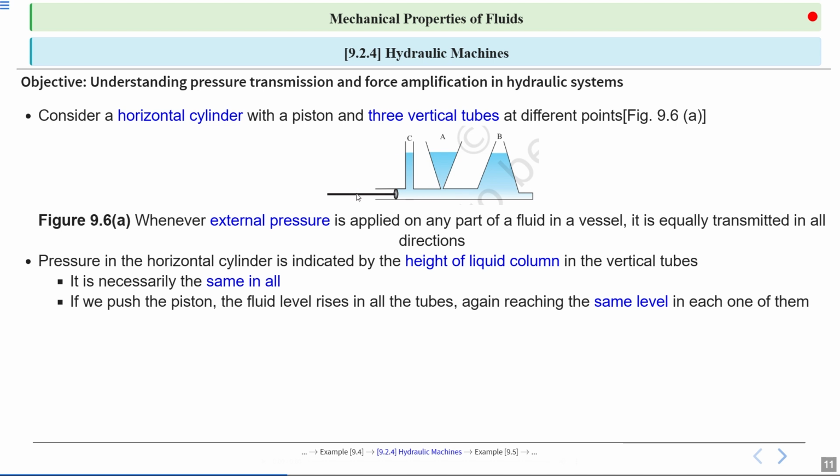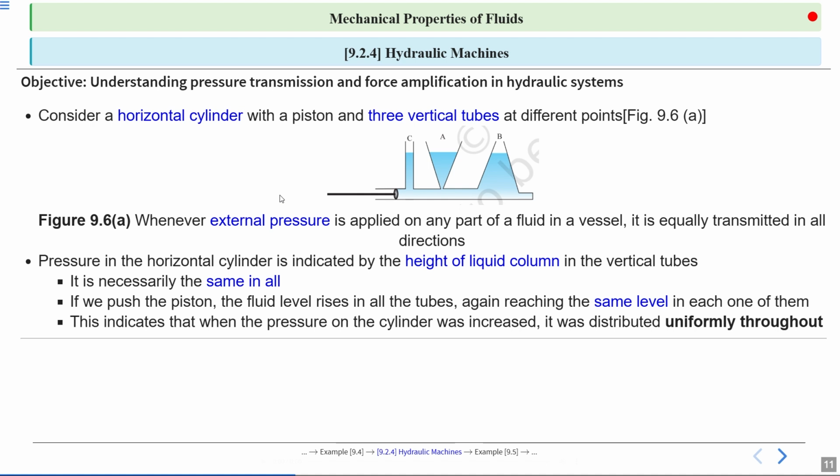If we push the piston, look at here. If we push the piston, the fluid level rises in all tubes A, B, C, reaching the same level in each one. Alright. This shows us that when we increase the pressure on the cylinder, it is distributed uniformly throughout the fluid, maintaining equilibrium. So here pressure on the cylinder was increased. It was distributed uniformly throughout.